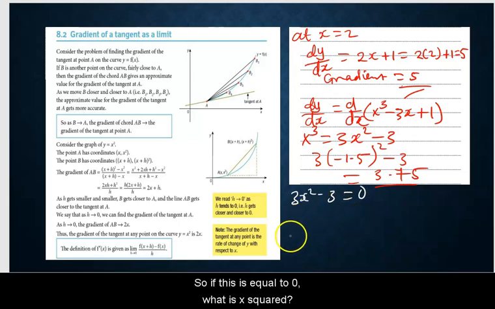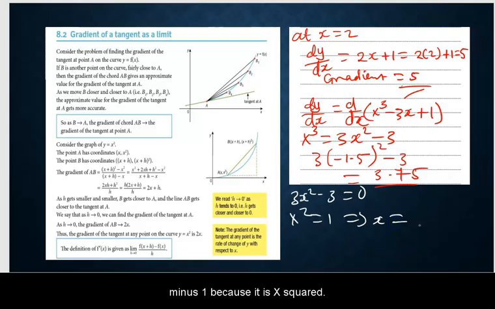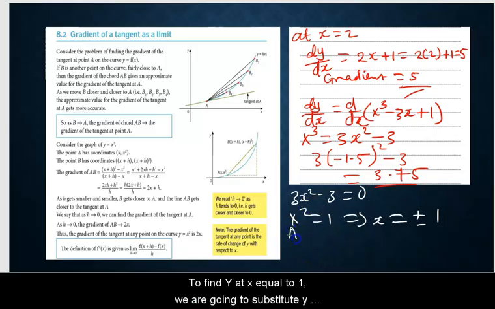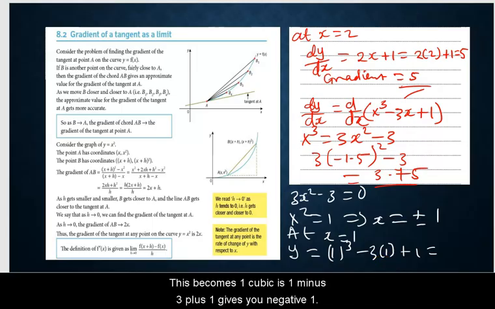So if this is equal to 0, what is x squared? x squared is equal to 1, such that x is equal to plus or minus 1, because it is x squared. Now we can find y. To find y, at x equal to 1, we are going to substitute: y becomes 1 cubed minus 3 times 1 plus 1. This becomes 1 cubed is 1, minus 3, plus 1 gives you negative 1.